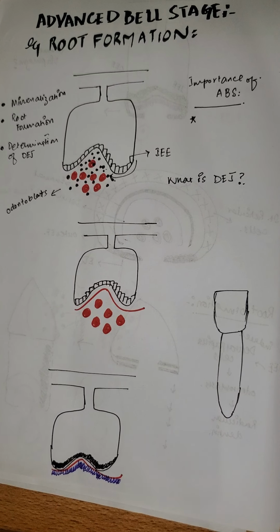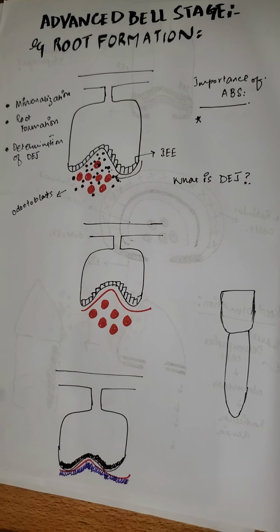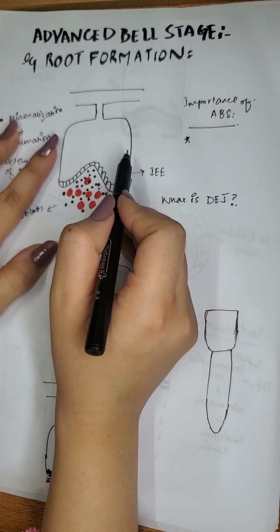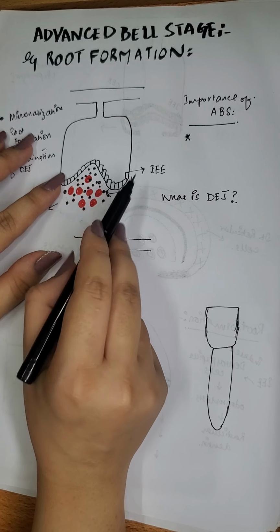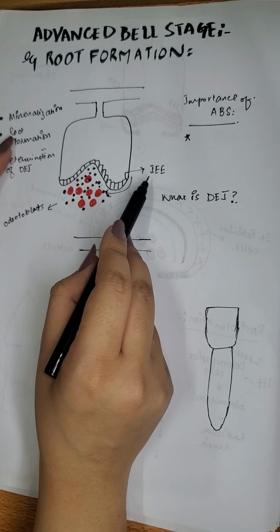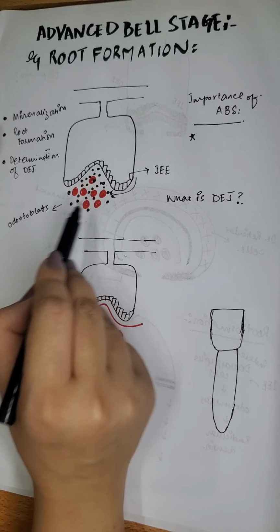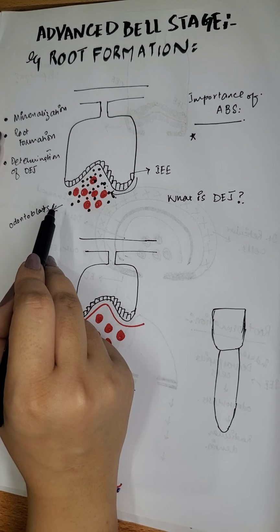Okay, so students, in today's lecture we will be studying the advanced Bell stage and root formation, how the root is formed. First of all, we are familiar with this: this was the enamel organ and this is the dental papilla. There is signaling from the inner enamel epithelial cells to the dental papilla cells, and they are going to convert into the odontoblasts.